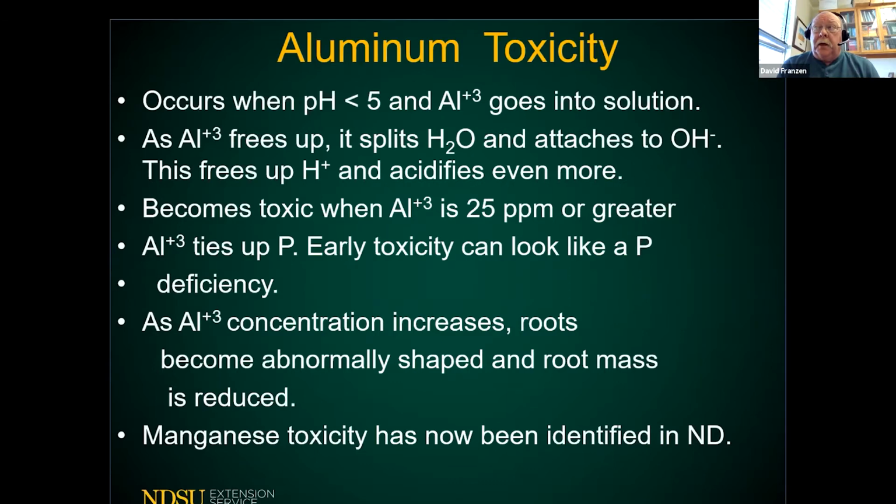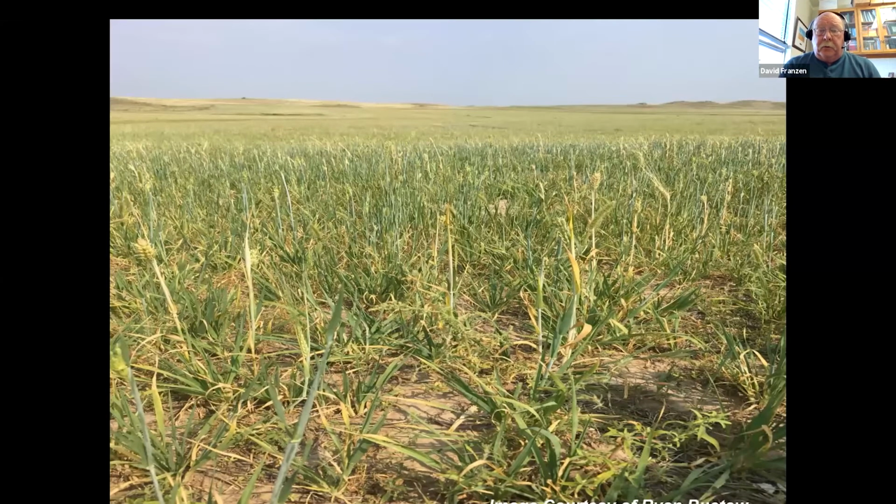Also, manganese, which is present in all of our soils. We don't have a soil in the state that has a manganese deficiency. That becomes really soluble, and that toxicity has now been identified in North Dakota in some of these low pH soils. So this is a picture of wheat suffering from aluminum toxicity in the southwest part of the state. And you have some areas up there too that are also suffering. So the stand isn't very good, and the wheat that's there isn't doing very well either.